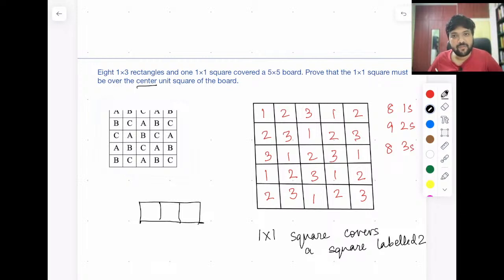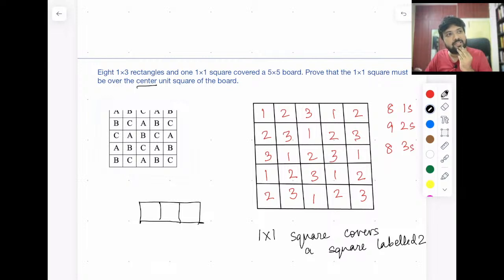Correct? Because 1 2 is extra essentially, right? And we know that all the triminos, the 1 cross 3 rectangles, will always cover a 1, a 2 and a 3. So what remains, if you take 8 units of 1, 2, 3, is one 2 that remains while coloring. Therefore, the 1 cross 1 square must be sitting on a 2.